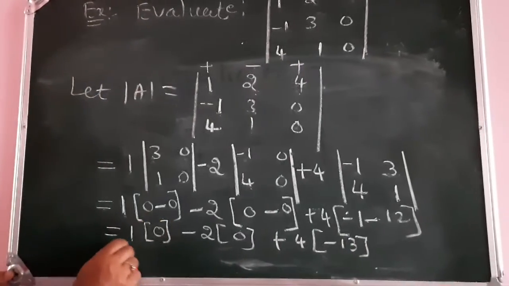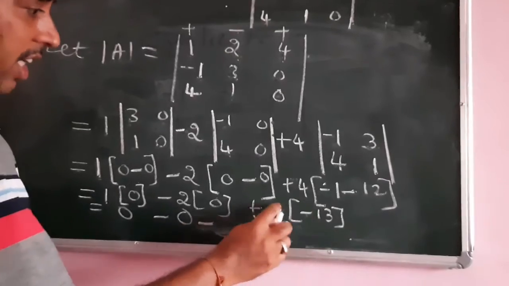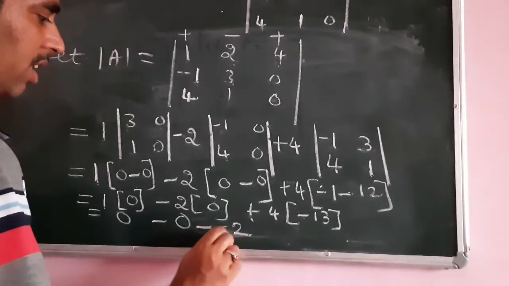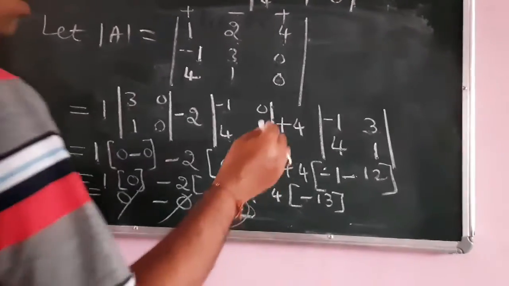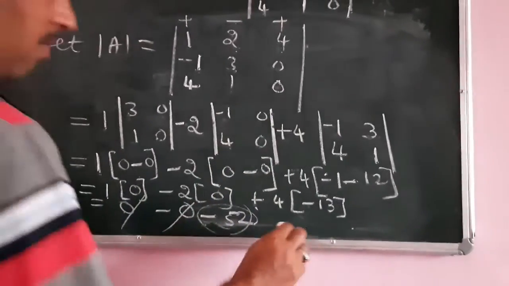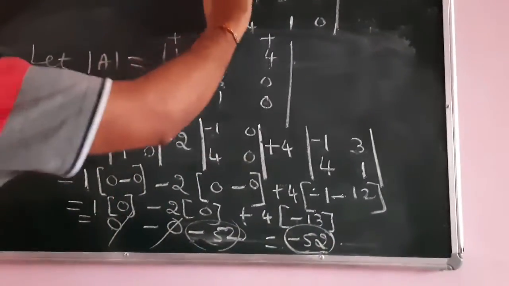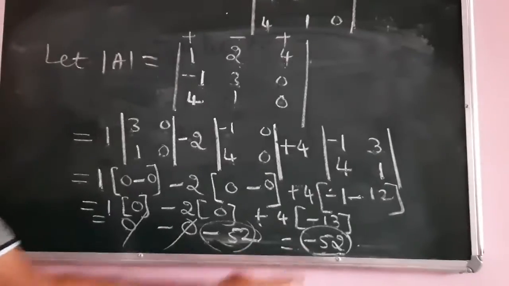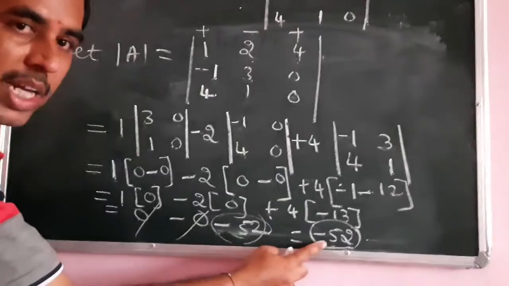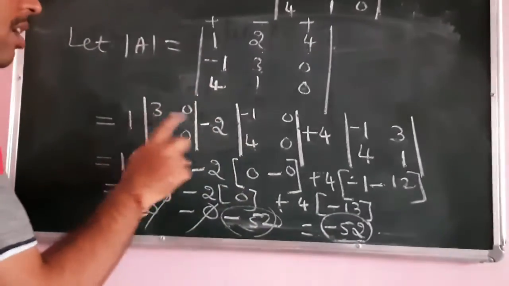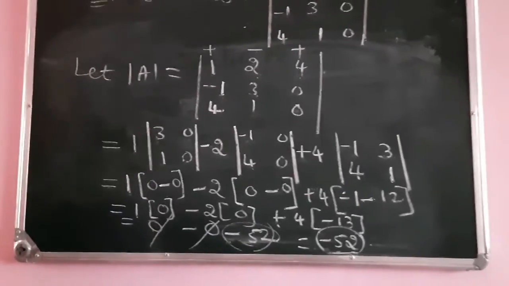So 1 into 0 is 0, minus 2 into 0 is 0, and plus 4 into minus 13 is minus 52. So 0 minus 0 minus 52. So what is the answer? Minus 52. If you find the value of this determinant, you get minus 52. So the value of the determinant is minus 52. In this way, we can evaluate a 3 cross 3 determinant.